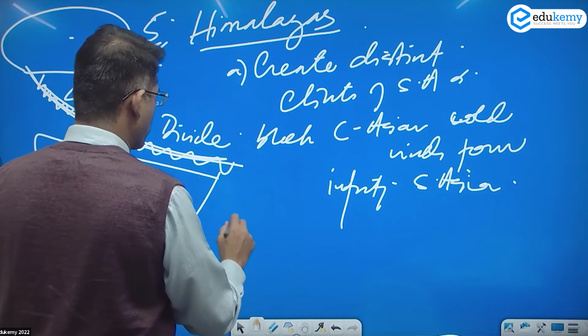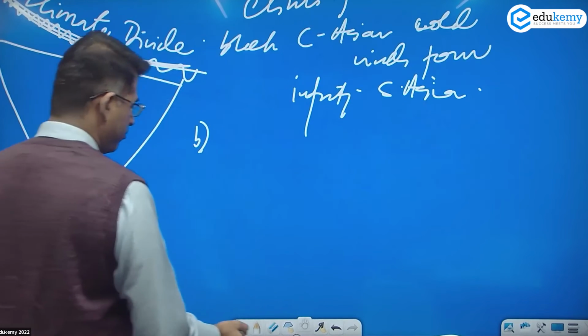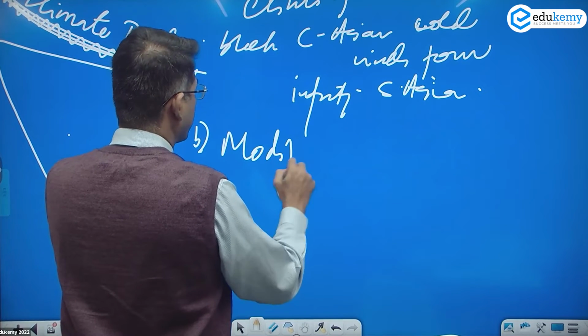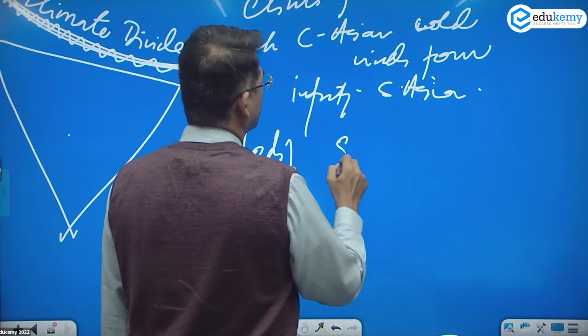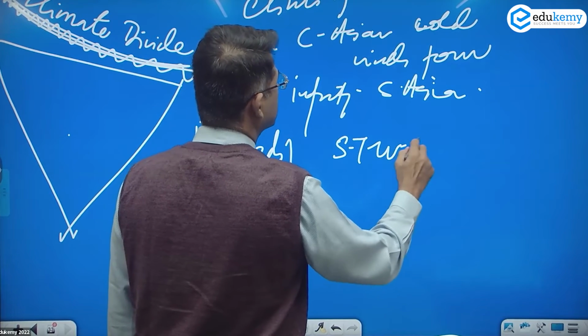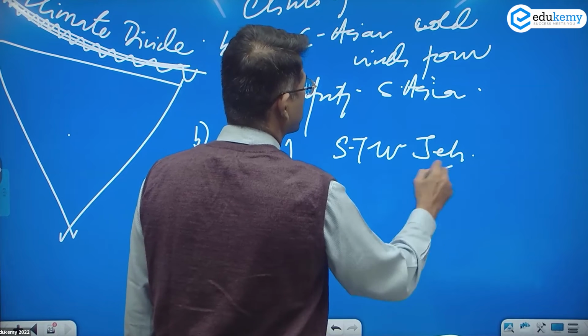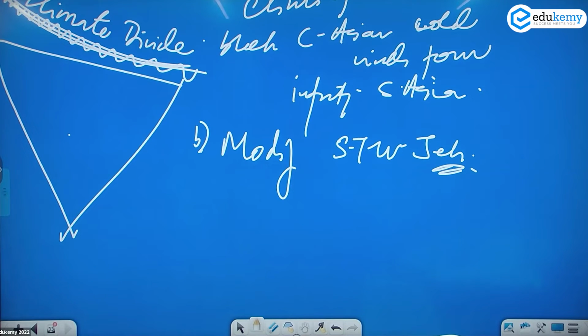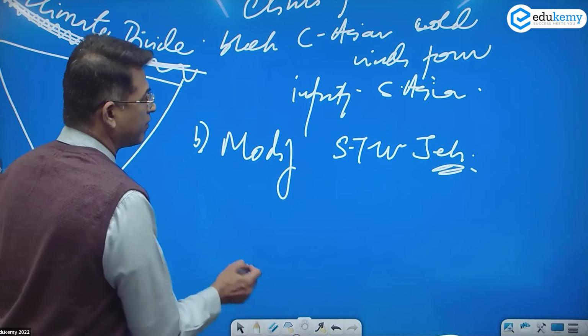The second important role of Himalayas is that they modify the subtropical westerly jet streams. They modify the subtropical westerly jet streams and are responsible for the western disturbances, light rainfall of the winters.